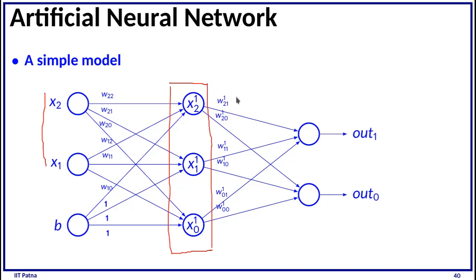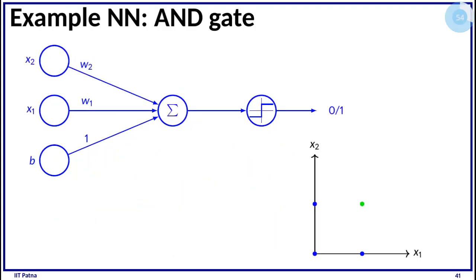So there can be multiple such layers in between. It's not necessary that there will be only one layer of neurons here, and there can be multiple neurons in each level. So let us take a simple example of how we can actually determine these W values.